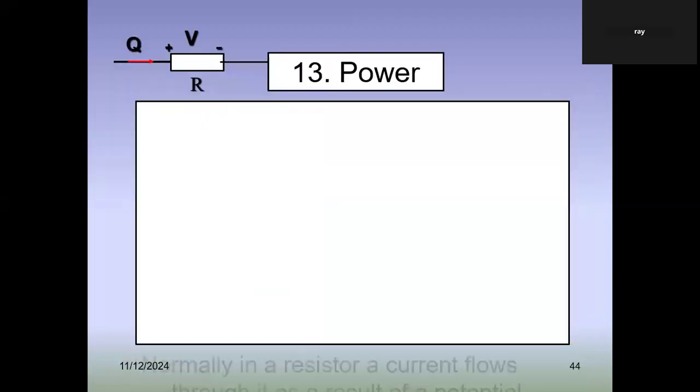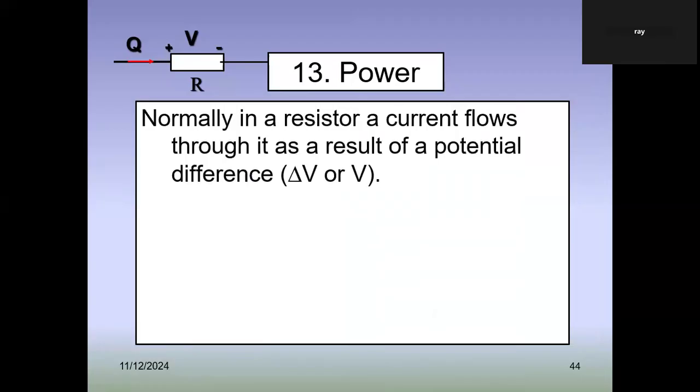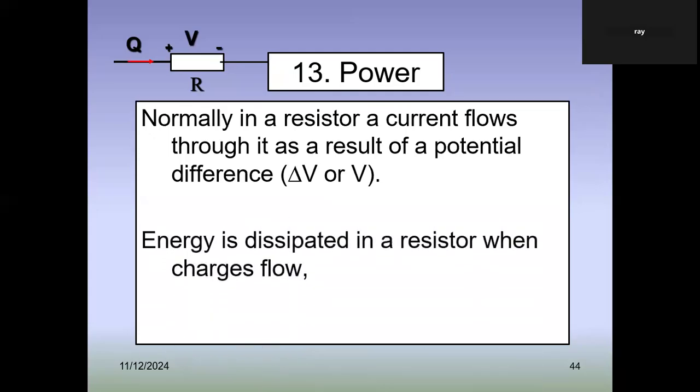Okay, power. Normally, in a resistor, the current flows through it as a result of potential difference. If there's a potential difference, you are supplying energy to the charge. Energy is dissipated in the resistor when the charge flows. Right? There's collision, so energy is lost to the conductor when the charge flows. So that energy is given by W equals Q times V. Q is the charge flowing, V is the potential difference across the conductor.